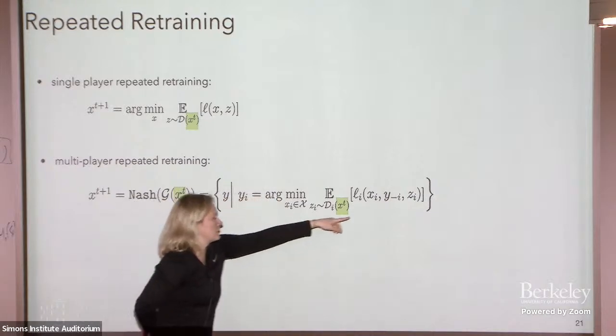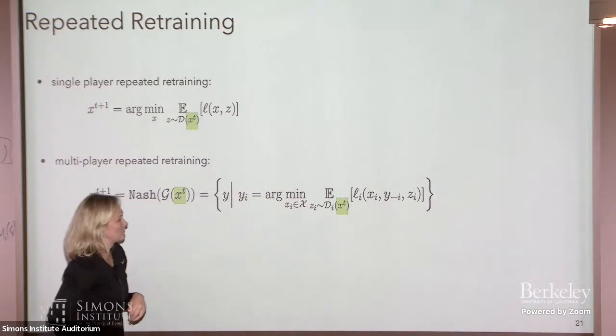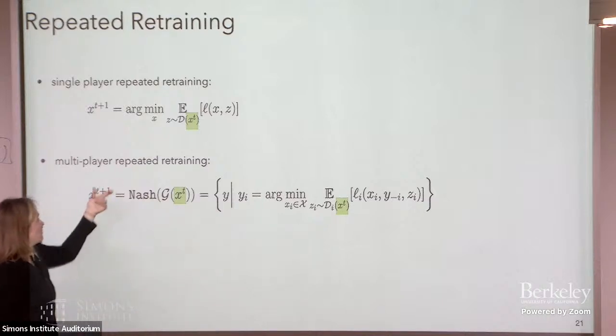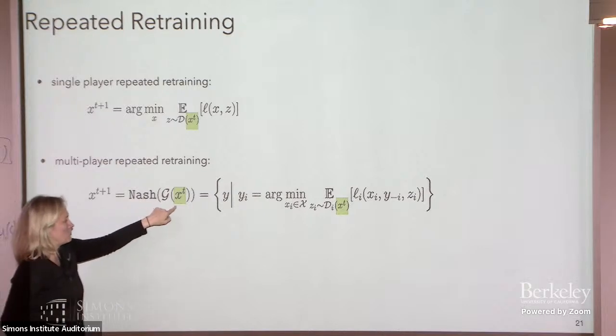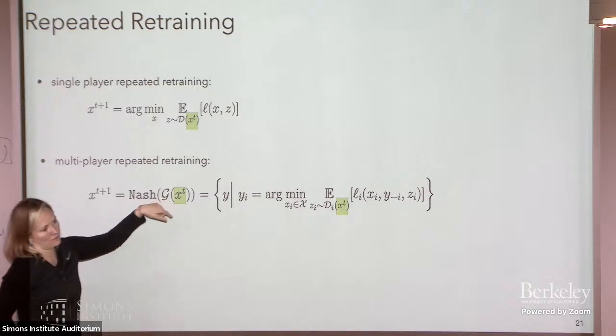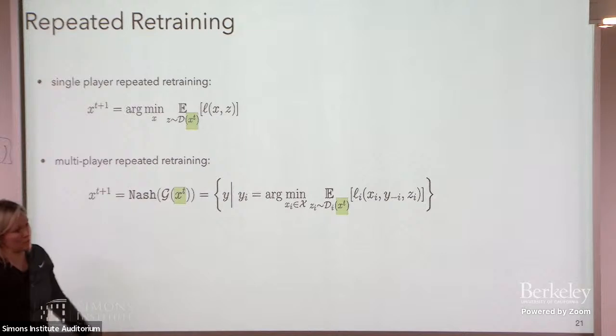And so because we're defining Nash here, this is y minus i. So for repeated retraining in the multiplayer case, we're going to compute a Nash equilibrium of the game induced by the previous action xt. This makes sense? Okay.